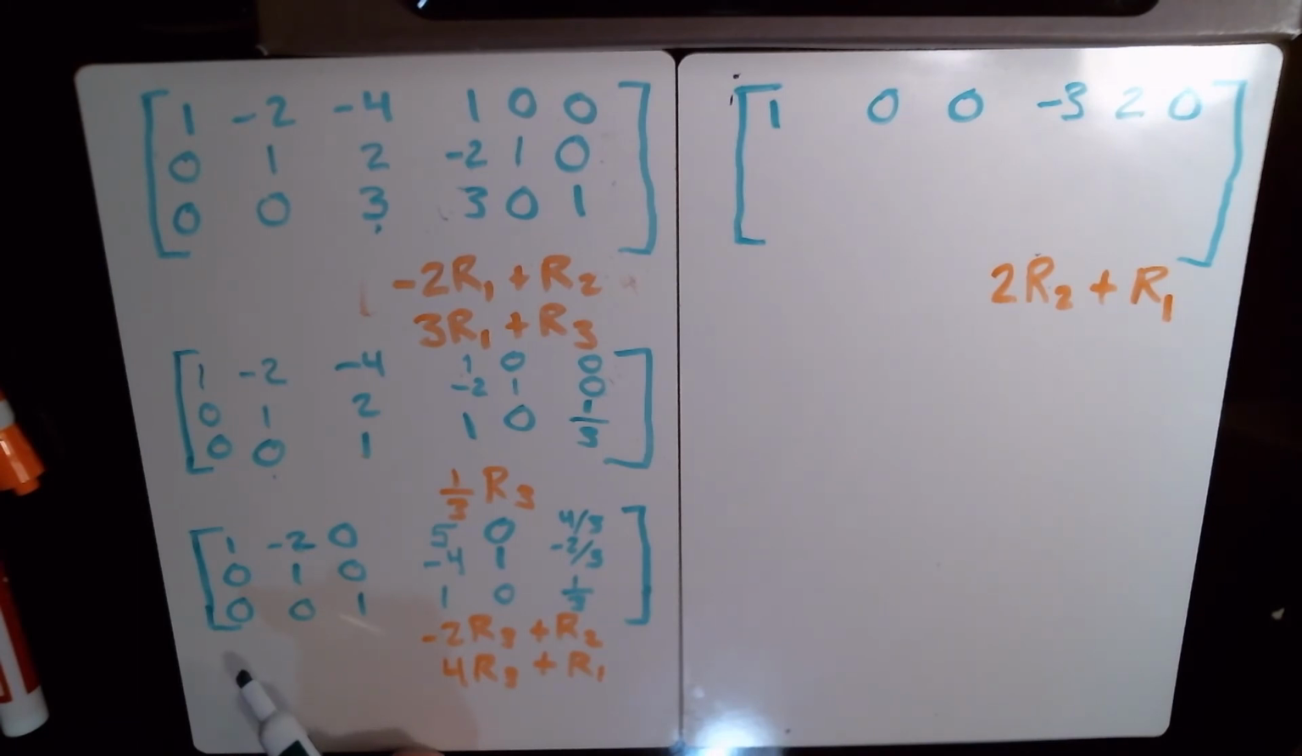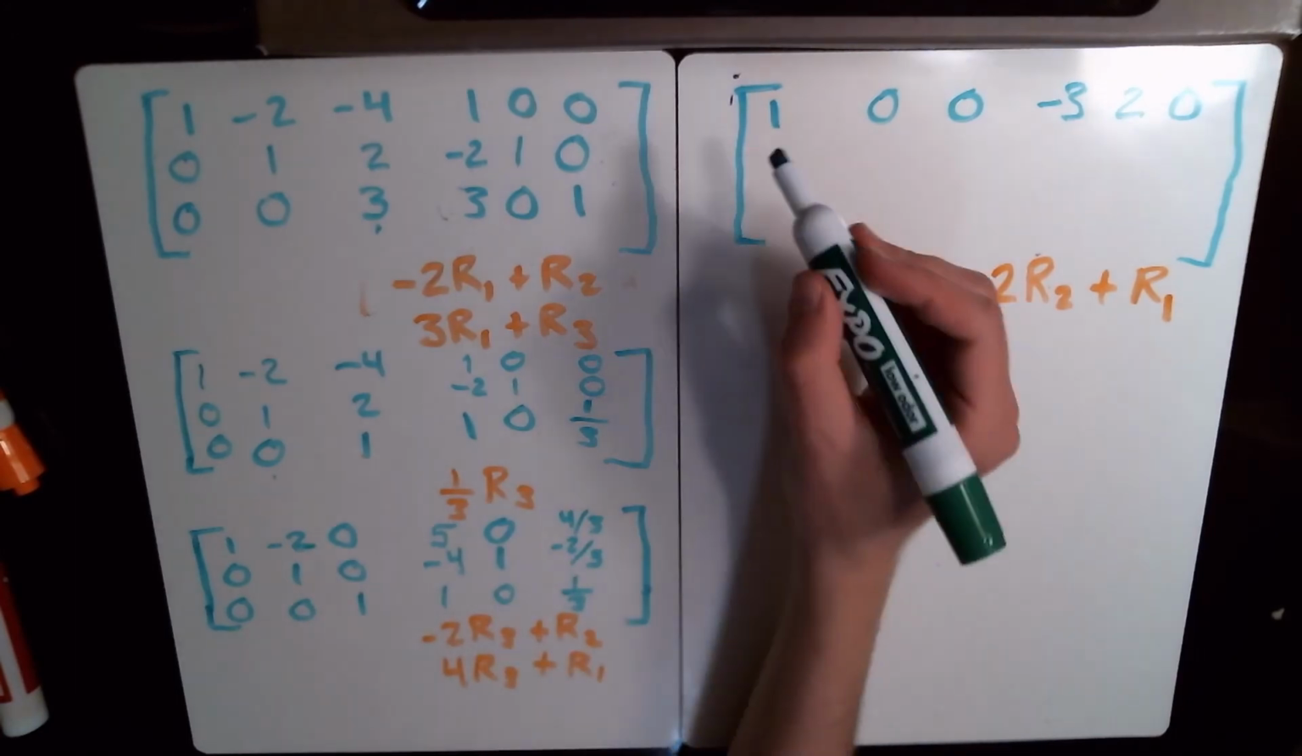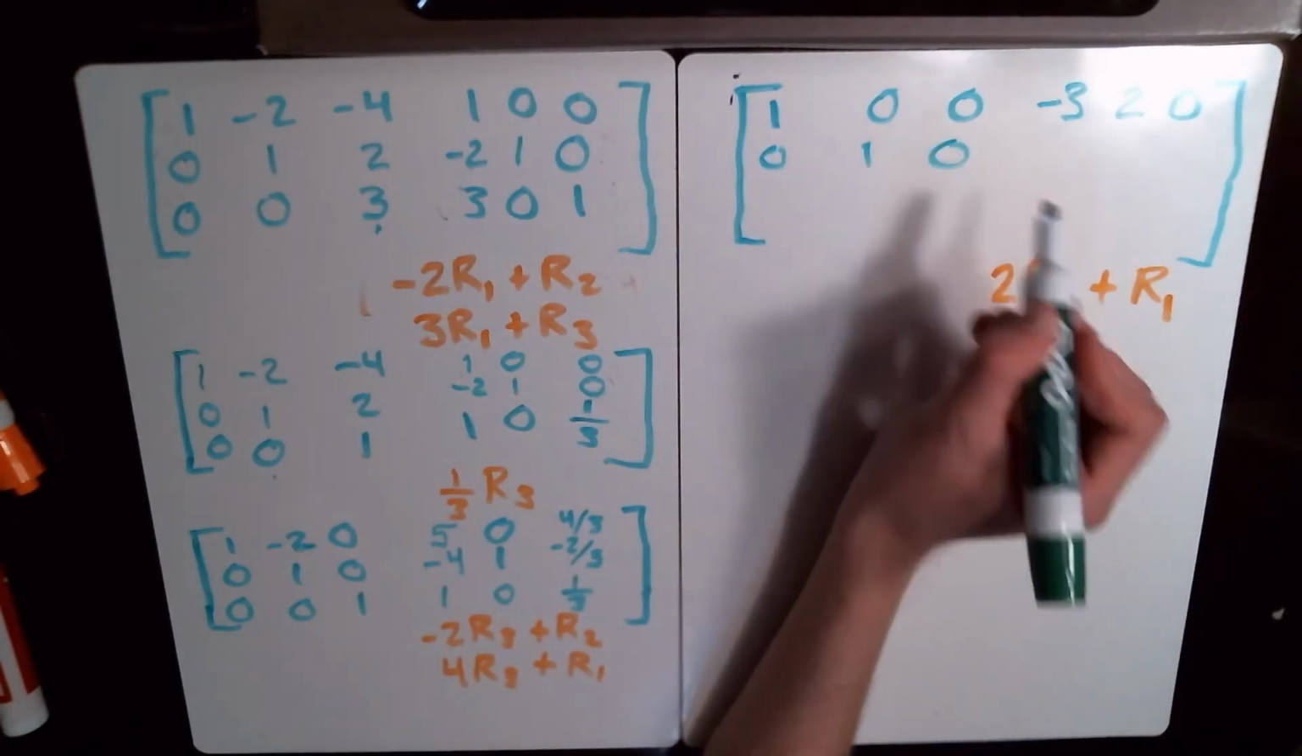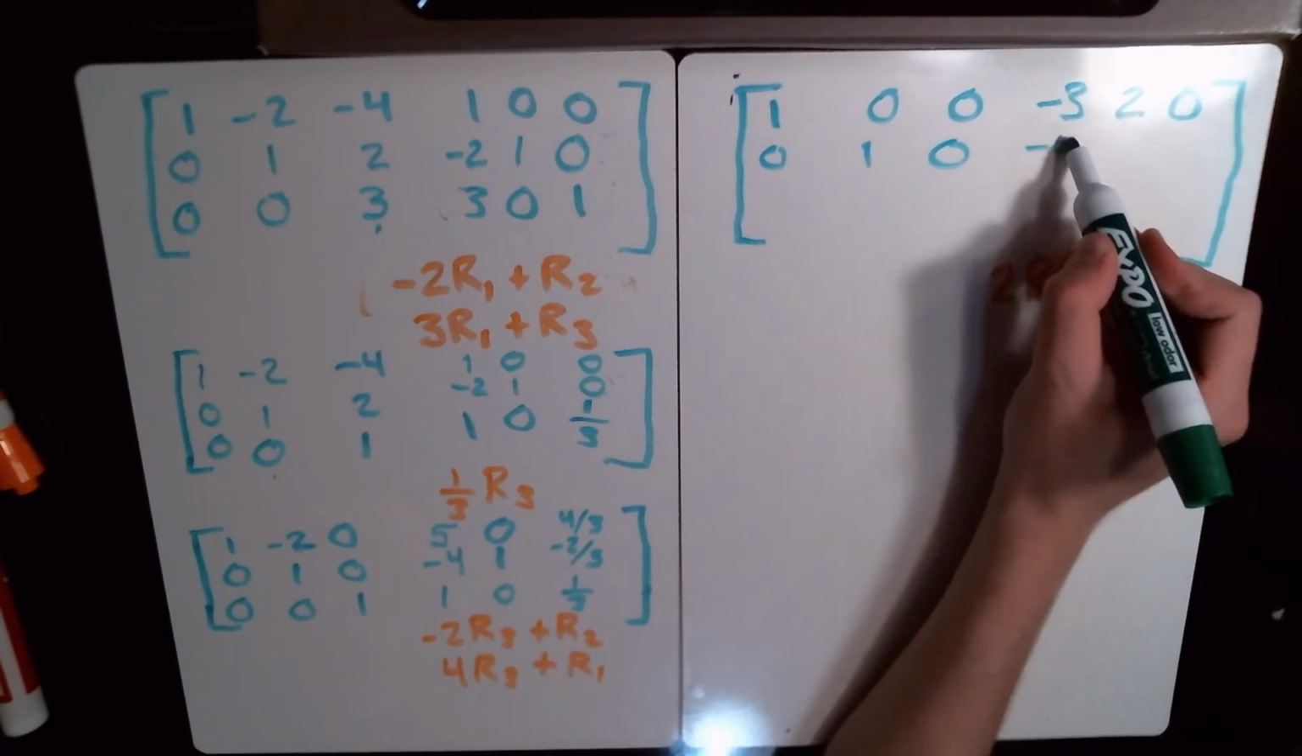So the other rows just stay the same, right? You can just copy those straight in.